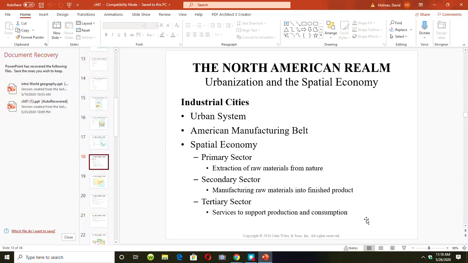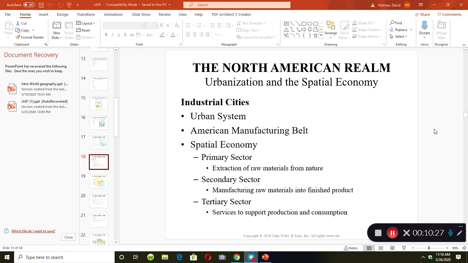Now we get into the economy, and I want to show you a different map from your book. On page 45 of your book, it gives you early industrial concentration and continuing urban expansion and new high-tech regions. We have high-tech regions, and we also have manufacturing regions, but I wanted to show you a different map of the American manufacturing belt.